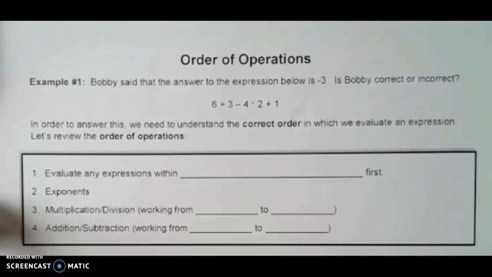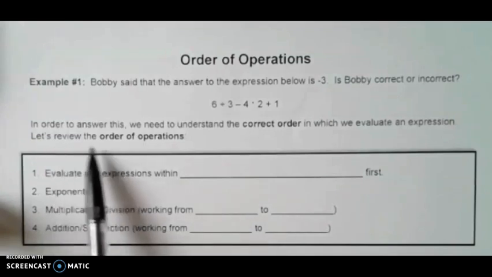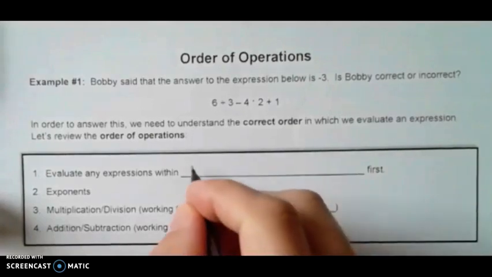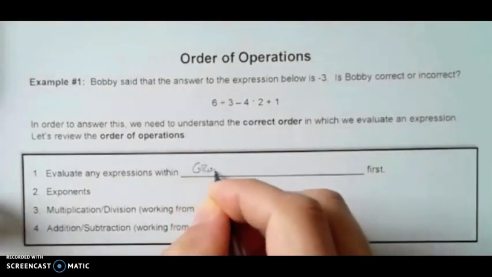The expression says 6 divided by 3 minus 4 times 2 plus 1, and he thinks the answer is -3. We have to follow the order of operations in order to see if he's correct. So let's review the order of operations. The very first thing that you're going to have to do whenever you're looking at an expression is evaluate any expressions within grouping symbols.